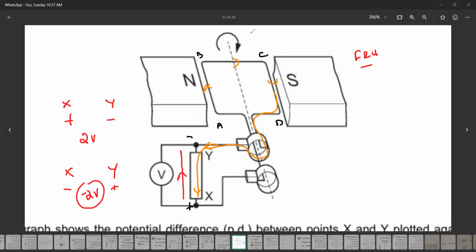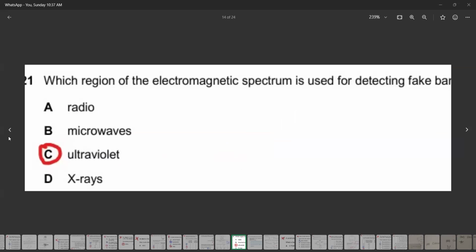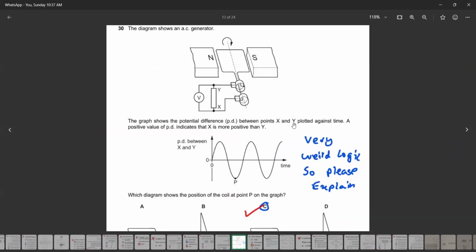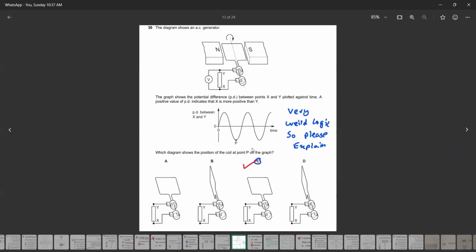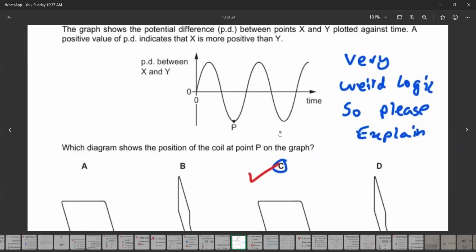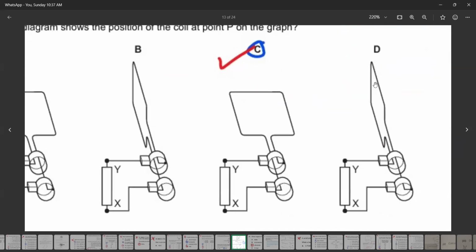So which position on the graph shows minus 2 volts, or the opposite direction? This is the same thing because it is representing the same idea. So C should be the right answer for this. Is it clear? Should I repeat?